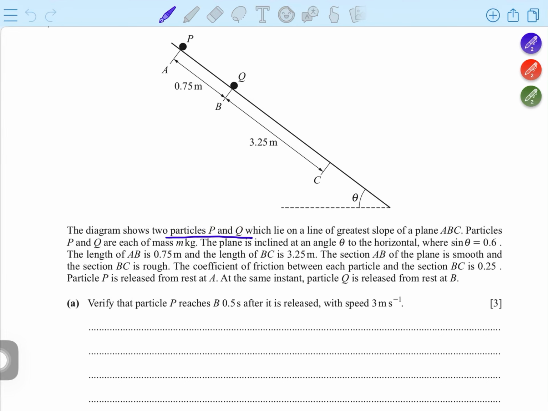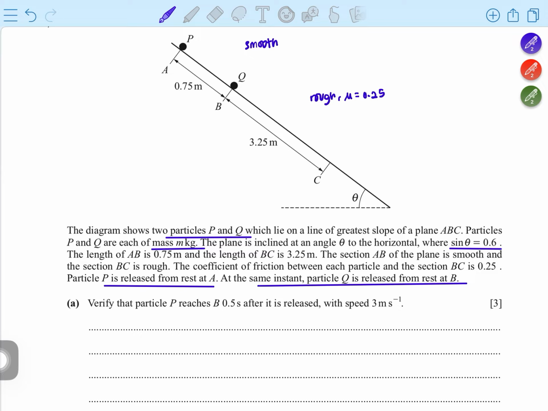Particles P and Q both have weight mg. We can see that theta is given as such. The lengths are also specified: 0.75 and 3.25. They are saying AB is smooth, so there is no friction over here, and this one is rough with mu equal to 0.25. Particle P is released from rest at A, and at the same instant Q is also released from rest at B.